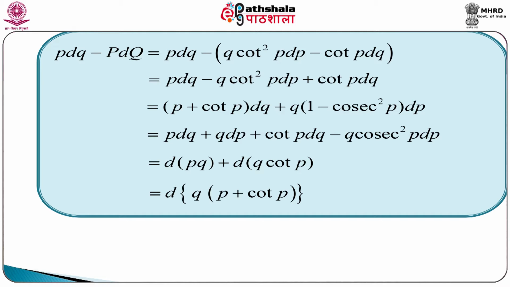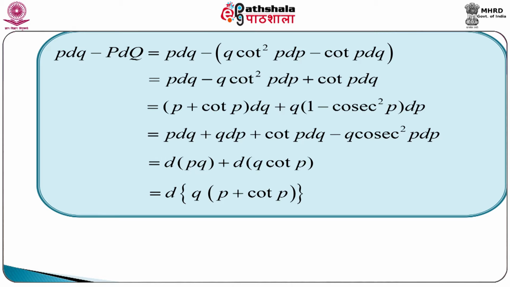Now, p into dq plus q into dp is written here and cot p into dq is written as the third term. 1 minus cosec square p gives q minus q cosec square p, q has been written here. So, we have only minus q cosec square p into dp. First two terms of the above line can be written as d of pq and the next two terms can be combined as d of q cot p.